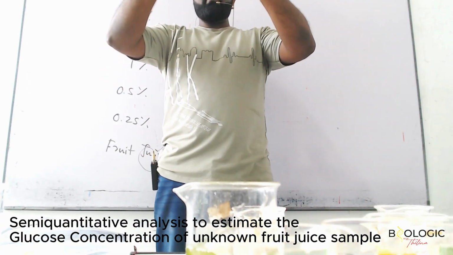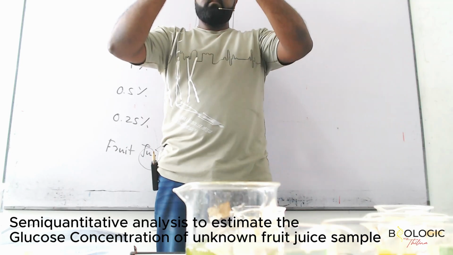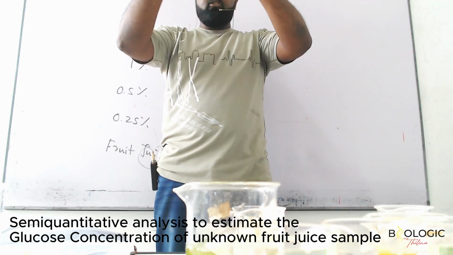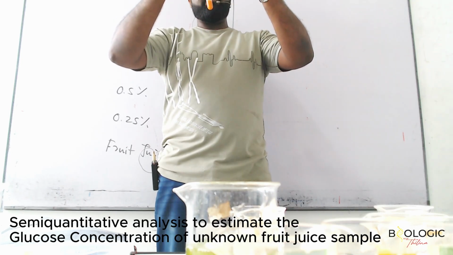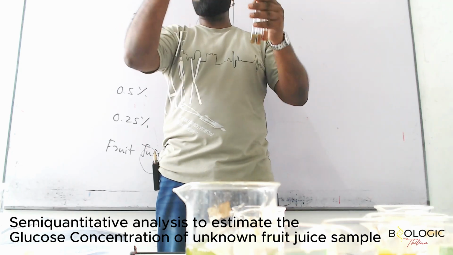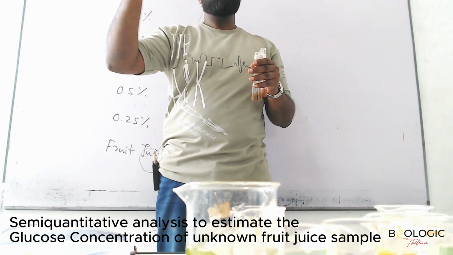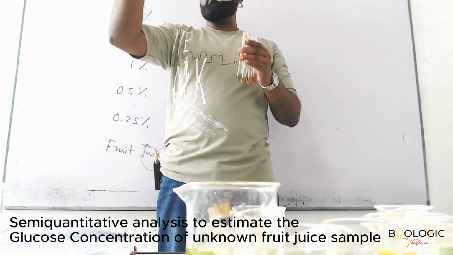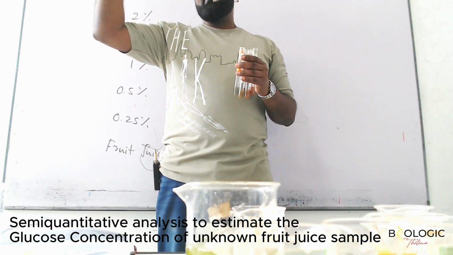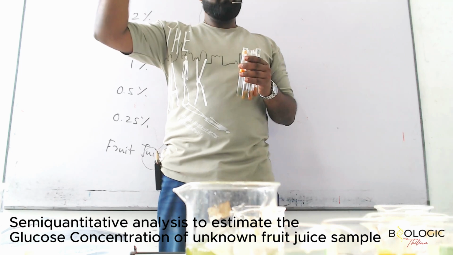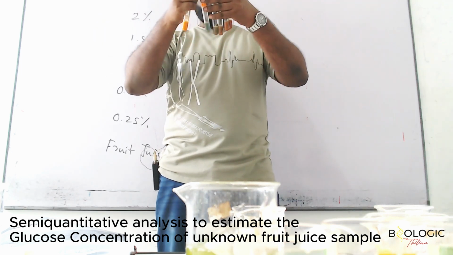Starting with brick red, then orange, then little bit greenish brownish, then greenish bluish, and 0.25 almost no color change. And your fruit juice is this. This is fruit juice. Okay. So I hope everyone got like that.